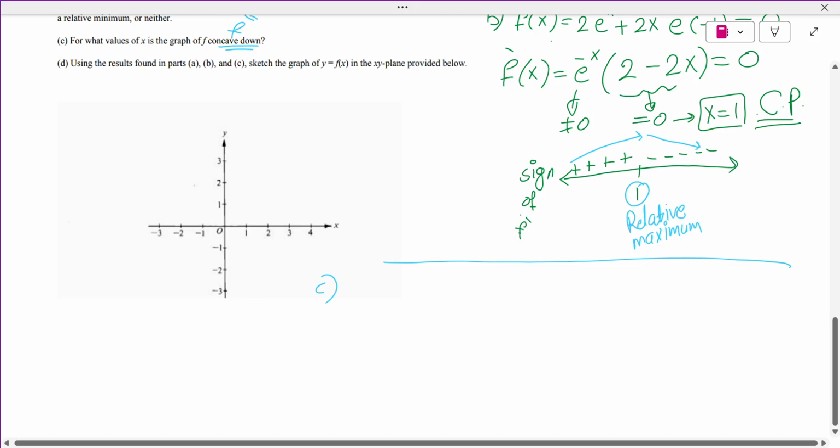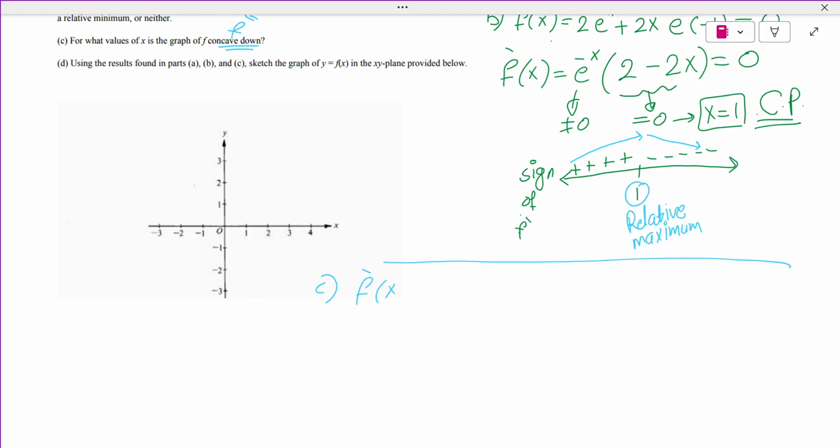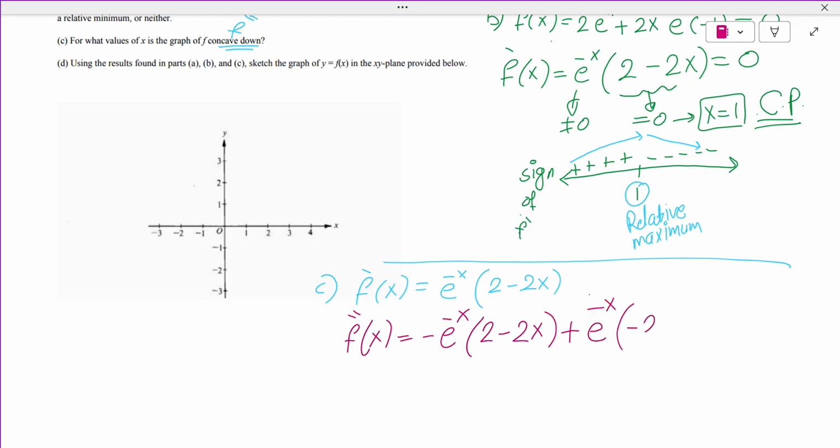Let's do part C here. We found f prime of x in the previous part to be e to the power of minus x times (2 minus 2x). Now to find the concavity, you must find f double prime of x. Differentiate the first, minus e to the power of minus x. Leave the second, plus leave the first, differentiate the second. The derivative of 2 minus 2x is minus 2.